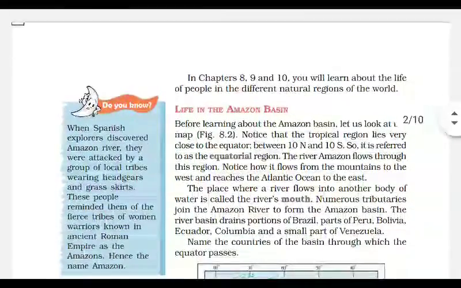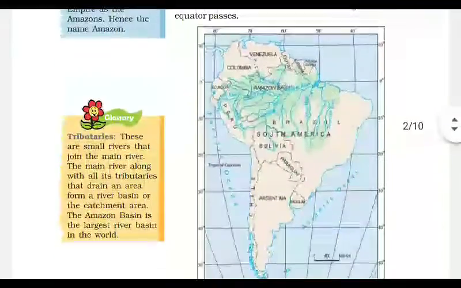So in this chapter we are going to learn about different places and different parts of the world. First of all, we are going to talk about life in the Amazon basin. Before learning about the Amazon basin, let us look at the map. Here it is. Let us look at this map.